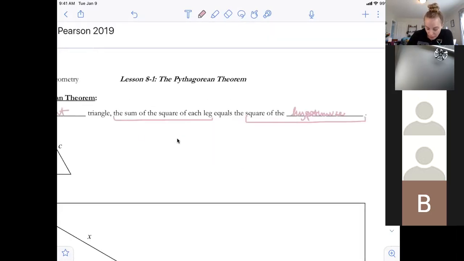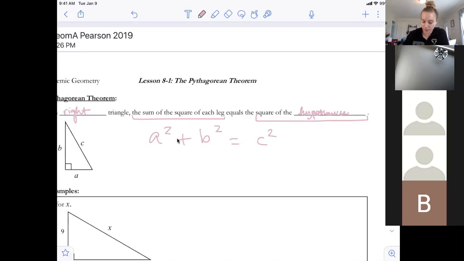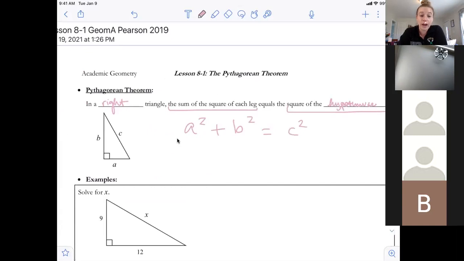The sum of each square is a squared plus, sum means plus, b squared equals, and then the square of the hypotenuse is c squared. A squared plus b squared equals c squared. And if you forgot, I've got a little drawing next to you about a and b. It doesn't matter which sides you label a and b, those are just your legs.